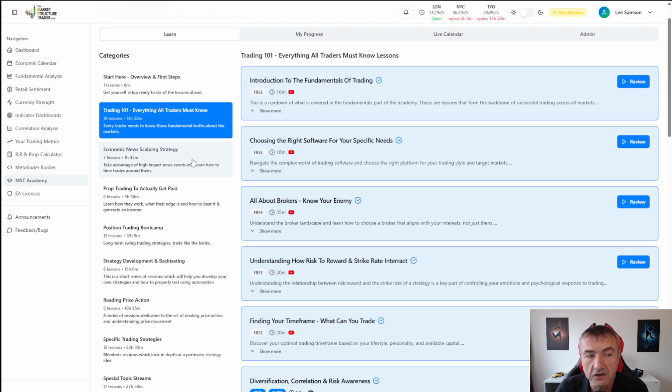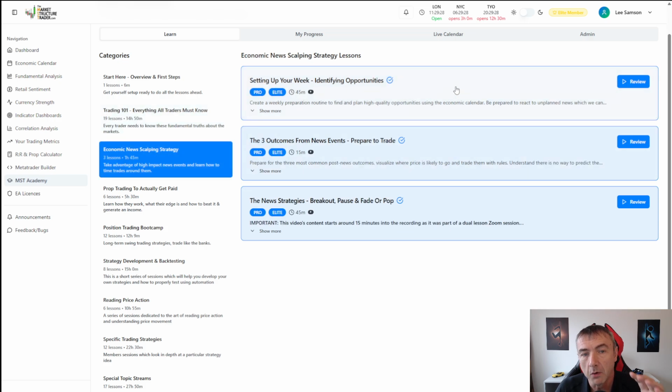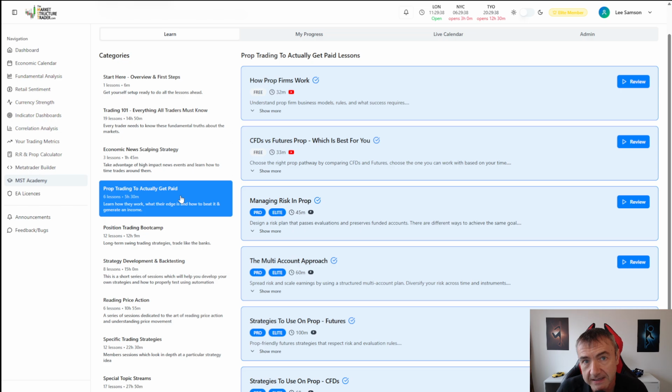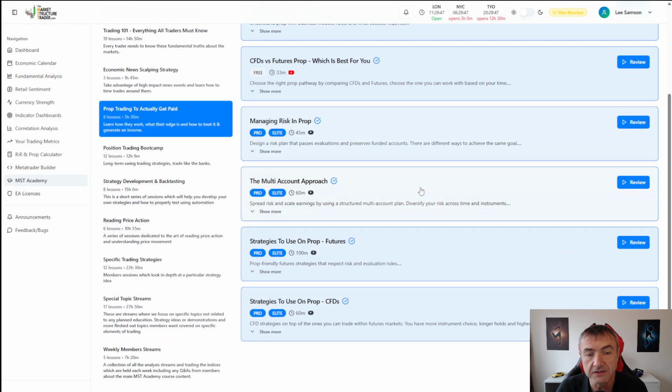We have an economic news scalping strategy section where I cover how to trade news events, specifically things like non-farm payroll, inflation numbers, those sorts of things. We have a prop trading to actually get paid section. This is how to actually pass and keep prop evaluations and get to those payout stages. We look at how to run a prop firm evaluation and the strategies that you can use depending on the type that you're going to be trading.